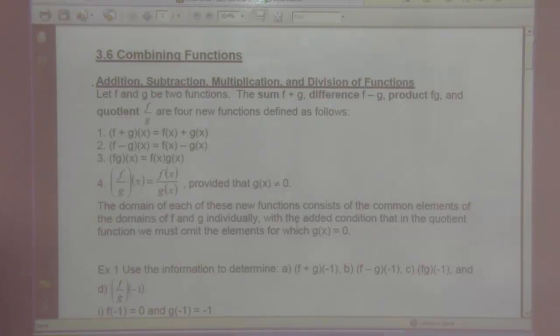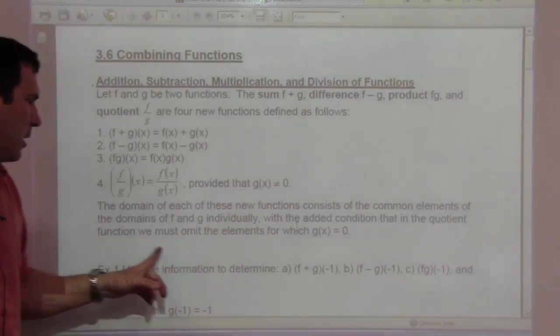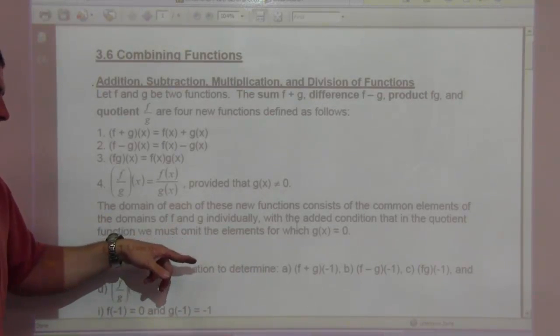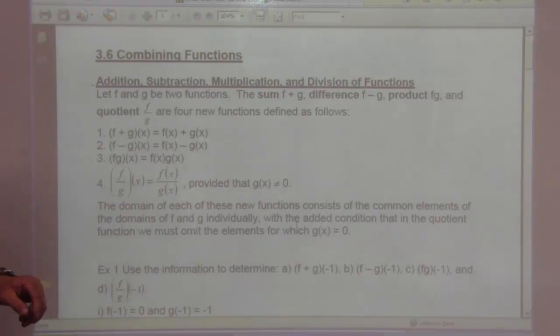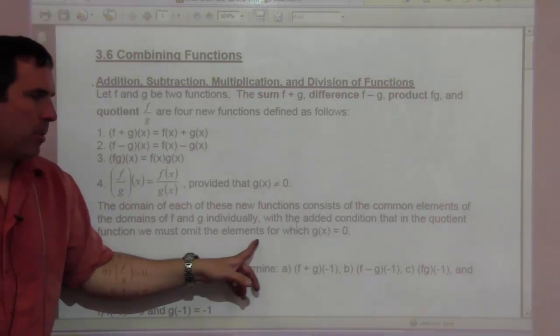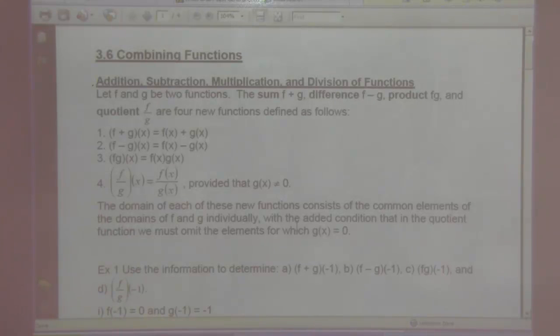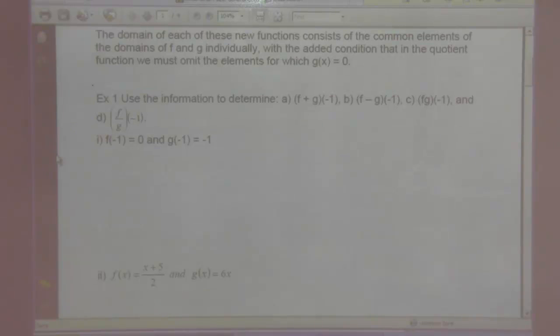The domain of each of these new functions consists of the common elements of the domains of f and g individually, with the added condition that in the quotient function we must omit the elements for which g of x is 0. So we're going to use the information to determine the following.